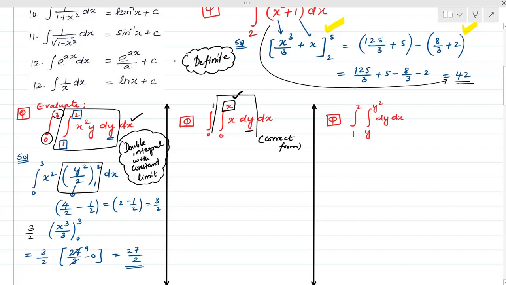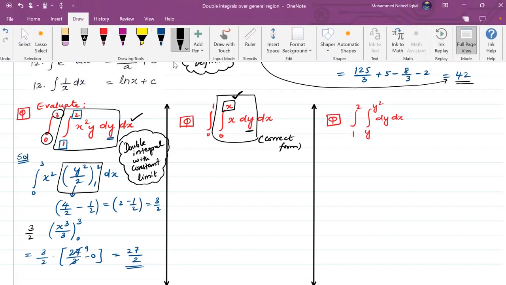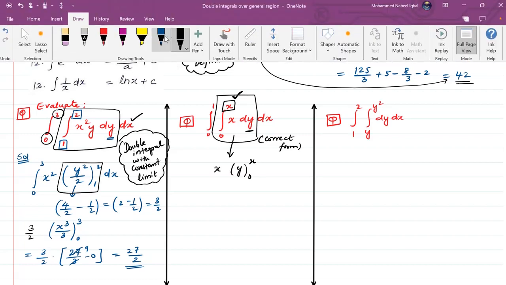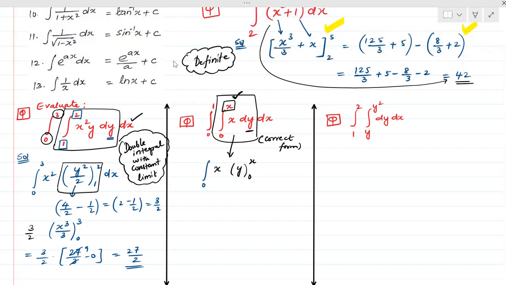So with respect to x, we have to integrate. So what is the integration? Here the integration is with respect to x, and the x is outside. If you integrate y, it becomes y from 0 to 1, and the limit is going to be the same. What is the limit? 0 to 1 into dx.